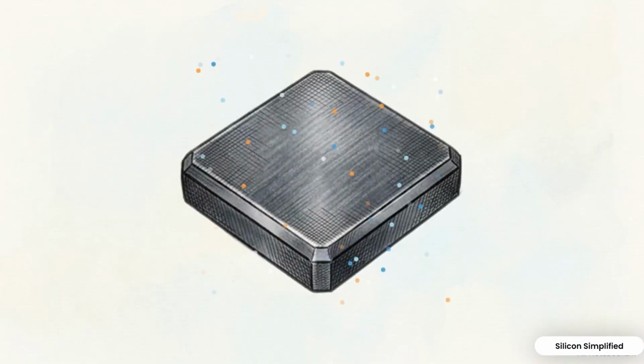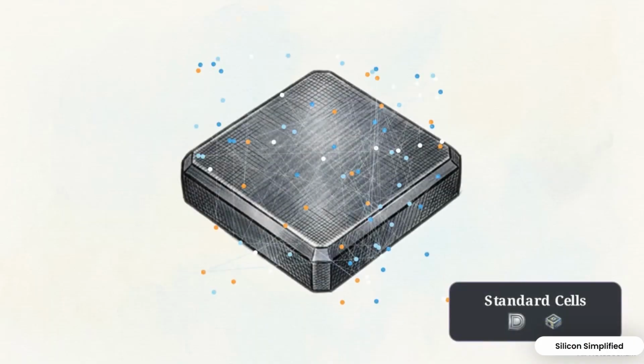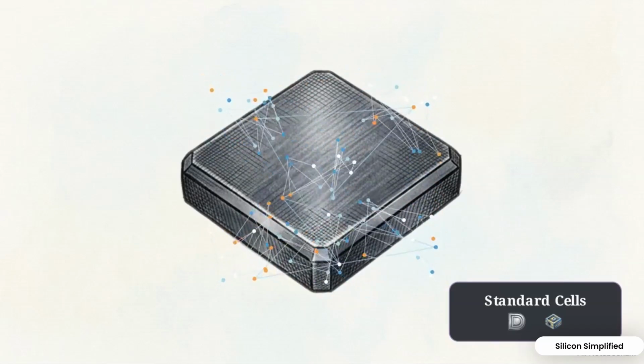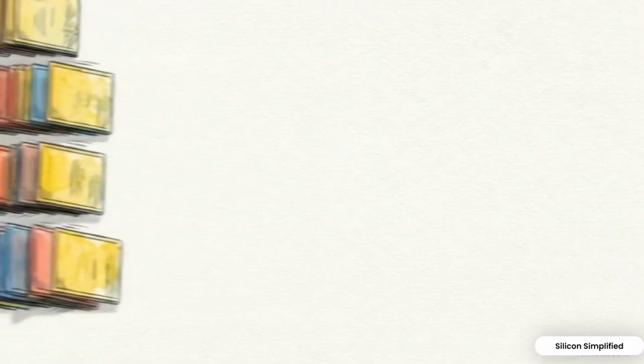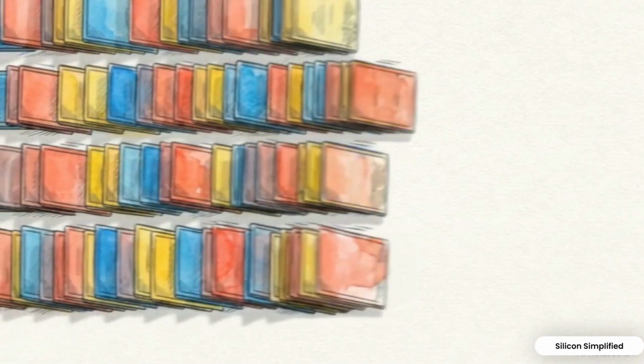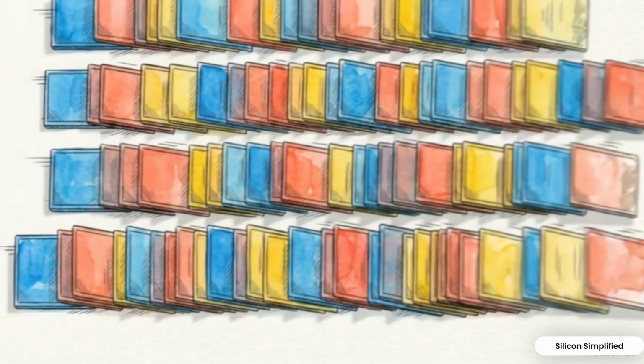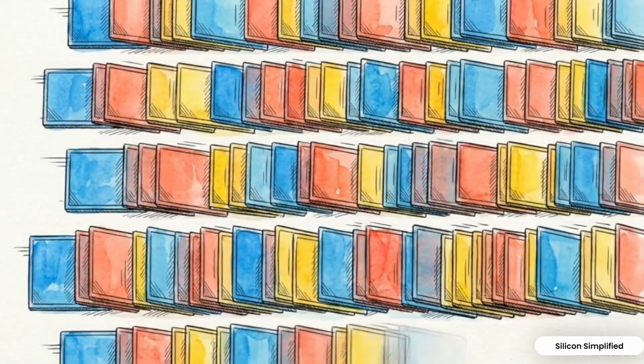During global placement, the EDA tool determines rough locations for millions of standard cells, seeking to minimize the total wire length required to connect them. Legalization and detailed placement follow, snapping overlapping cells into strictly defined rows on the placement grid to meet foundry design rules.